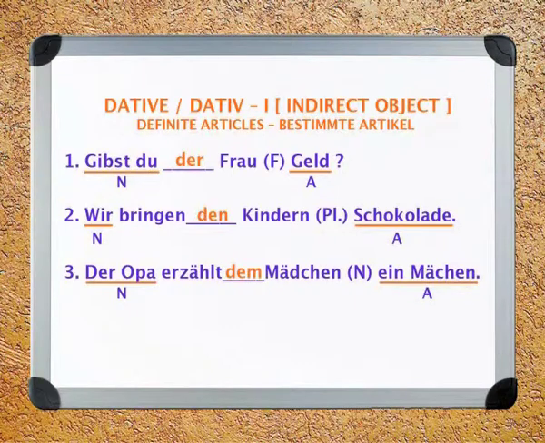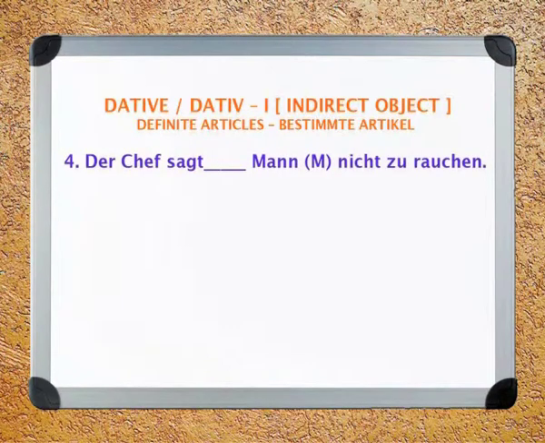Now let us look at sentence number 4. Der Chef sagt man nicht zu rauchen. Here we have the nominative der Chef. Der Chef sagt, the boss says. Now what does the boss say? Here we do not have a noun, but a statement, not to smoke, an instruction. So that becomes here accusative, and to whom it is said? To the man, and that noun becomes dative.